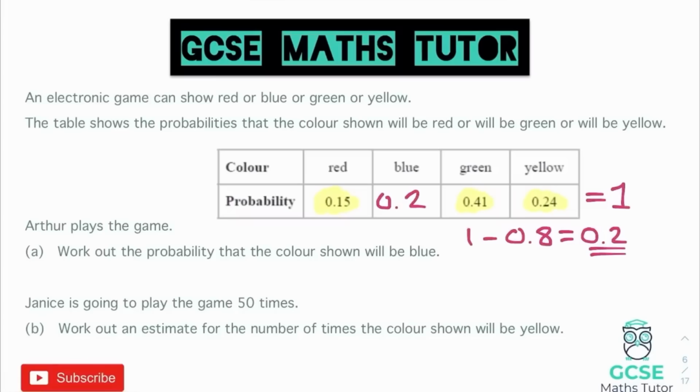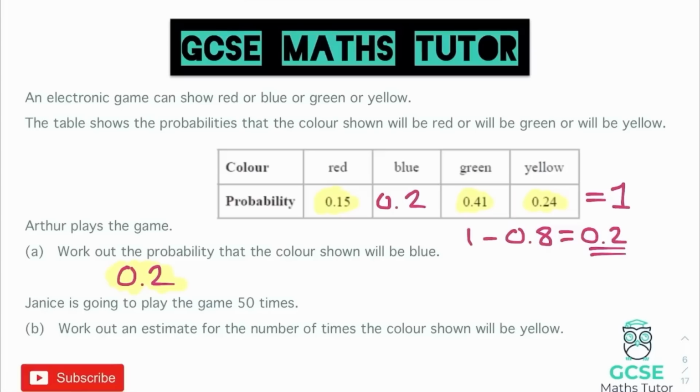Now that's fine to give your answer as a decimal, but of course you could give your answer in multiple ways here. You could say that it was 2/10, 1/5, or even 20%, and that's absolutely fine, but when the question is mentioning decimals, I will always give my answer in the same form that it's given in the question. Part B here, it says Janice is going to play the game 50 times, work out an estimate for the number of times the colour will show yellow.